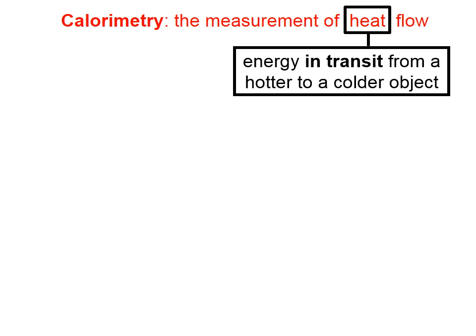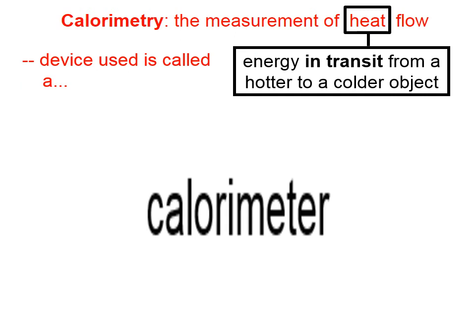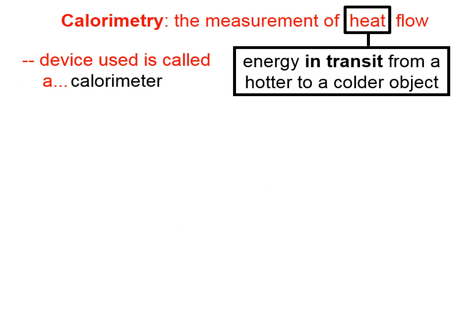Only when you stick your hand in it do we scientists say, well, there is some amount of heat that is traveling from the water into this person's hand. Heat in science has a very specific meaning. It's energy in transit from something warmer to something colder. The device that we use in calorimetry is called a calorimeter.